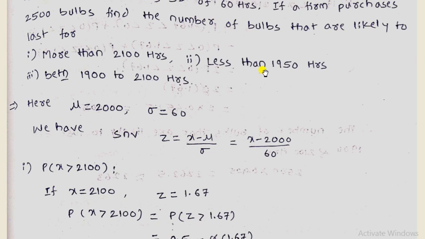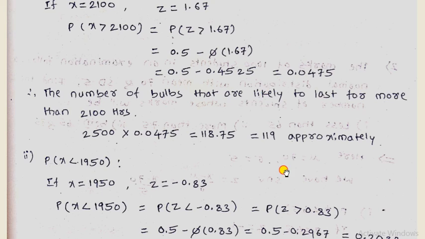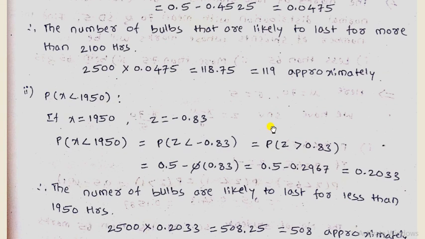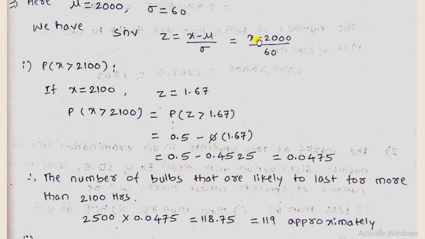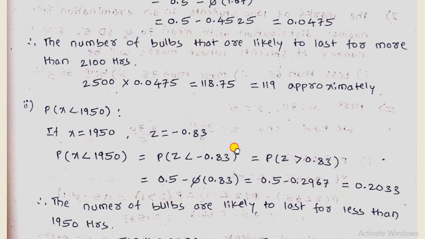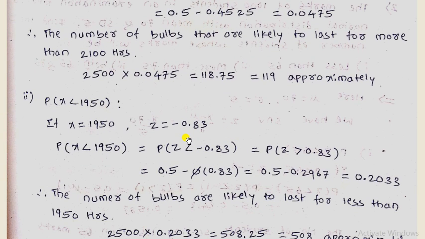Second one is less than 1950 hours. So the probability of x less than 1950 hours. So x is considered as 1950. Again substitute x equal to 1950 in the above formula: 1950 minus 2000 divided by 60, which gives the value as minus 0.83.